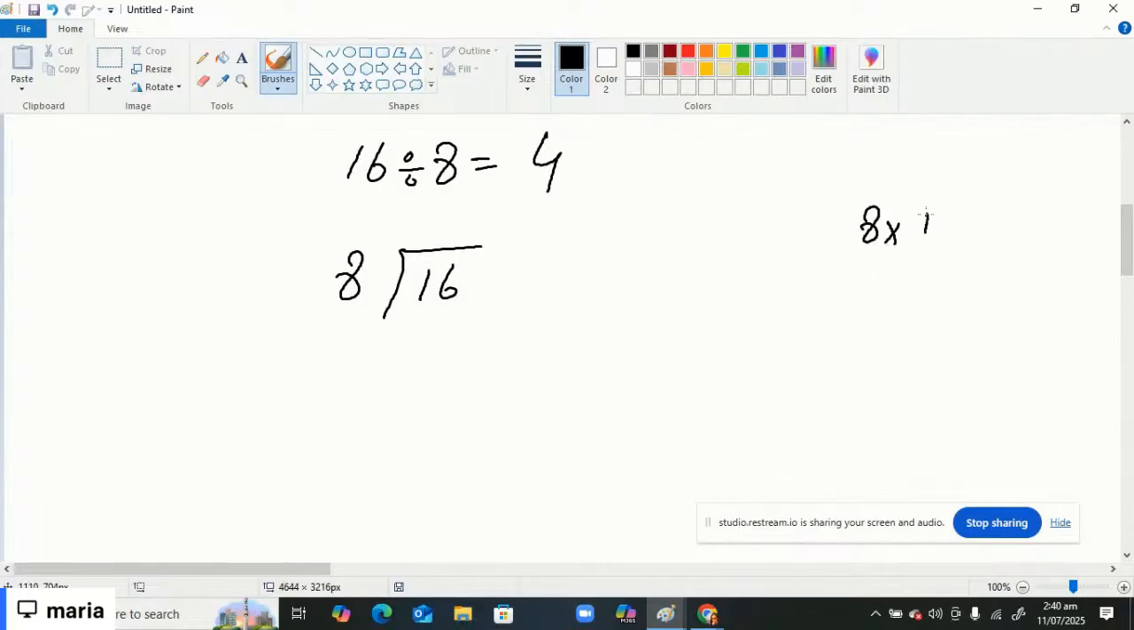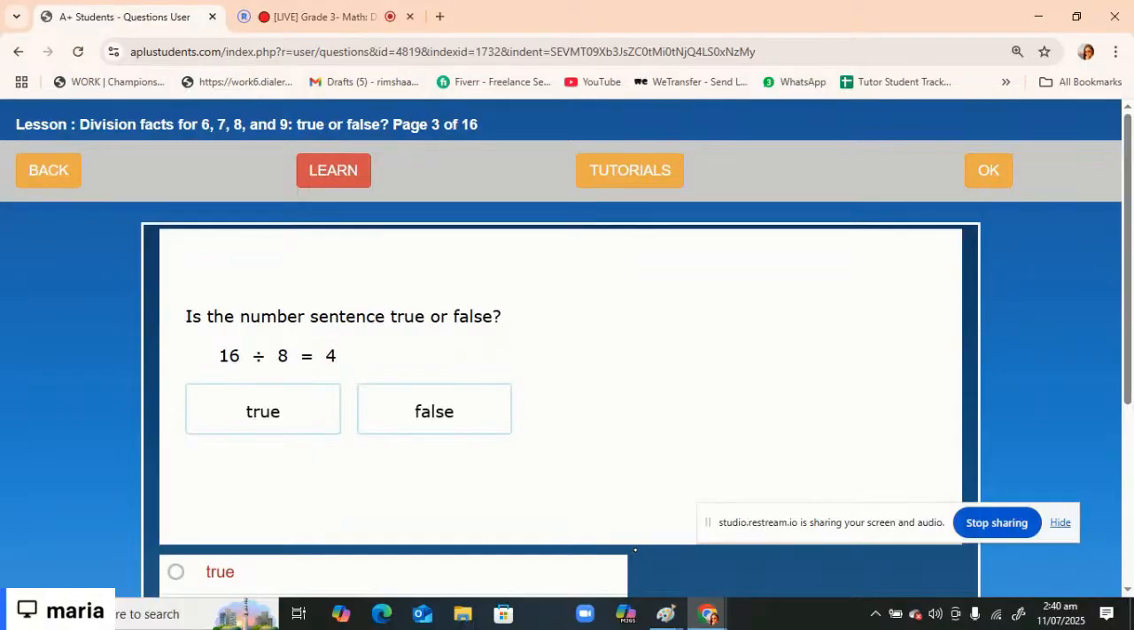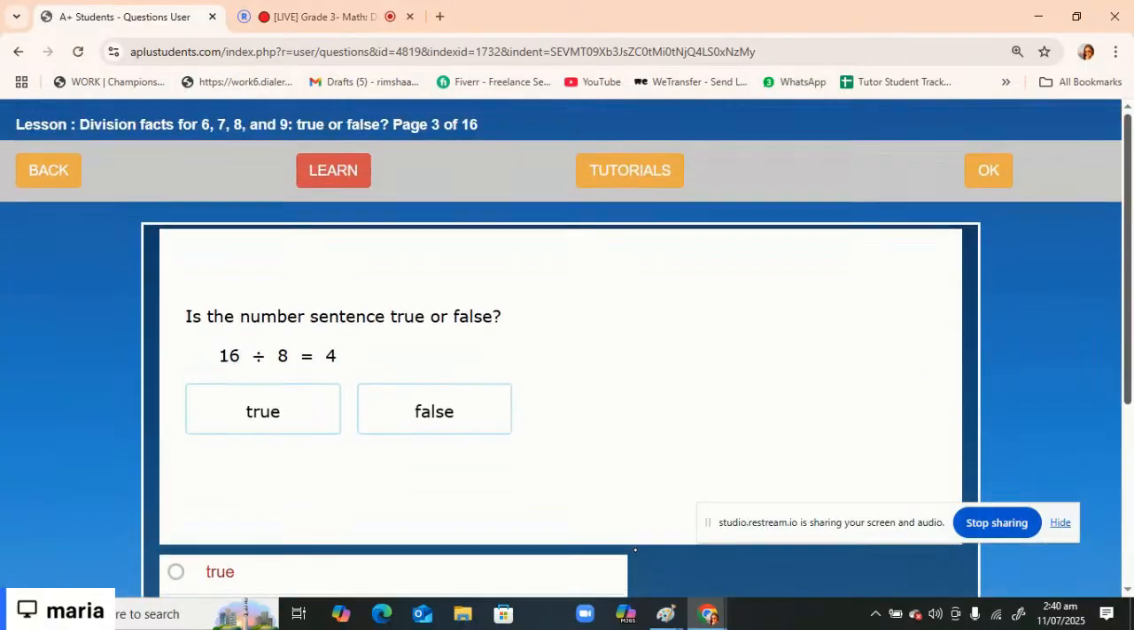8 times 1 is 8. 8 times 2 is 16, and here the subtraction is 0. So the answer when we solve it is 2, but the answer they gave us is 4. So that is the wrong answer. Okay, so here we go, that is false, so we click on that.